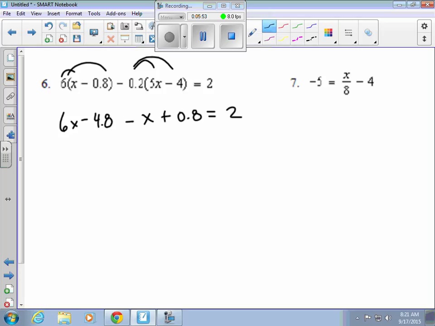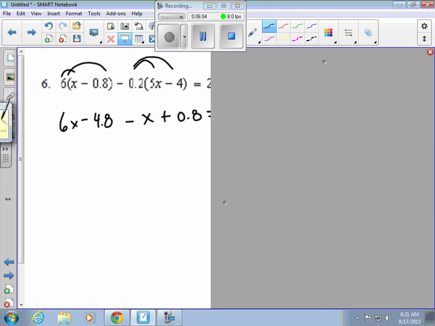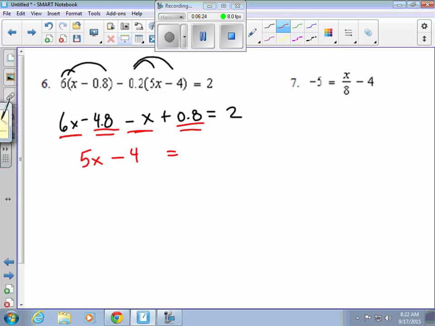Again, before you try to bring anything over to the other side, which some of y'all try to do at this point, you have to simplify one side completely. So if you have to ignore the right side of the equal sign, do that. Combine all of your like terms. 6x can be combined with negative 1x to give you 5x. Negative 4.8 can be combined with positive 0.8 to give you negative 4. And that's equal to what is on the other side, 2.